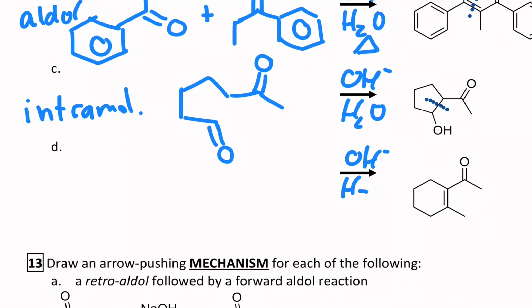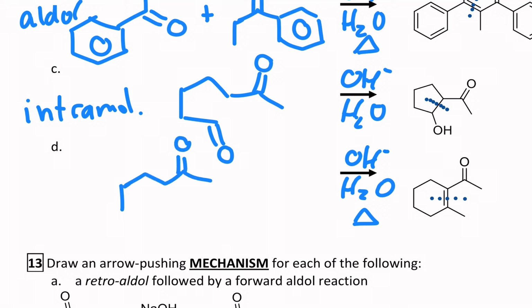This is base, water, and heat. There's other reagents that do this. I'm just using aqueous hydroxide as an example of a good base. Anyway, here's the alpha-beta bond. So I'll draw a dotted line through it to break it, going backwards. And my starting material will have all the carbons.